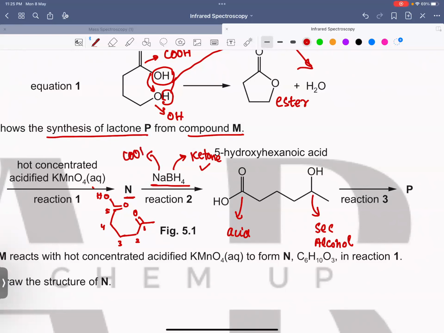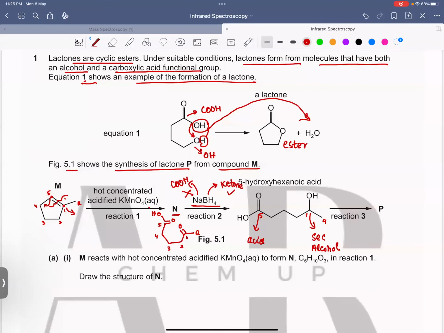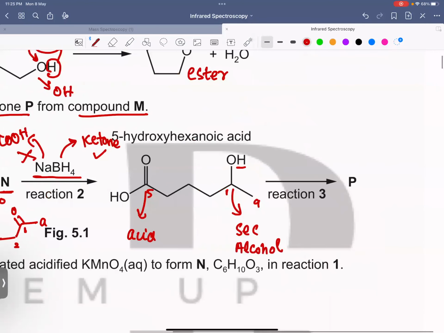Yes, sir. Now, what would happen? Let me write this carbon as carbon number A of the chain. So here it is. Now, in reaction 3, P is forming, and P is a lactone. And lactone means, as they have mentioned, that lactones are what? Cyclic esters. So what would happen? The H from this is going to be removed and the OH from here is going to be removed.